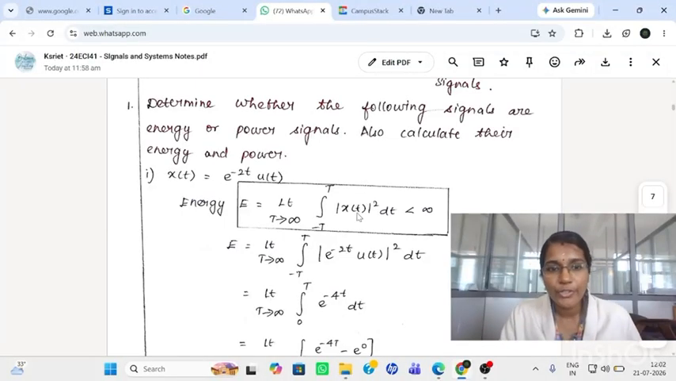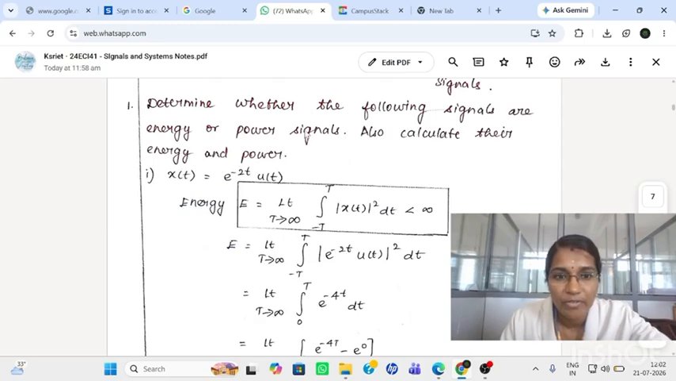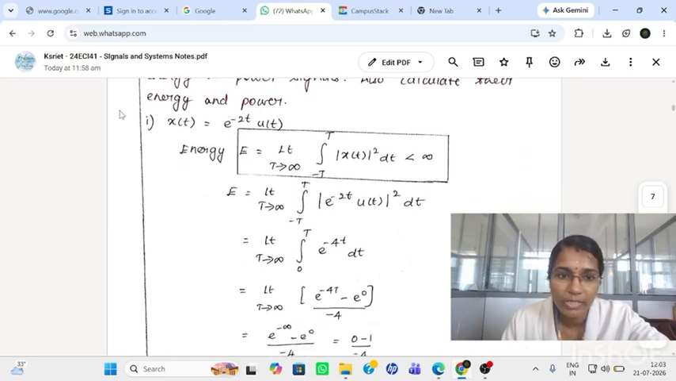Now we are going to find a problem based on energy and power signals. The first sum is we have to find whether the given signal x of t is energy or power, and we have to also find the value of energy and power of the given signal. So the sum is about x of t, which is a continuous signal. x of t is equal to e power minus 2t u of t.